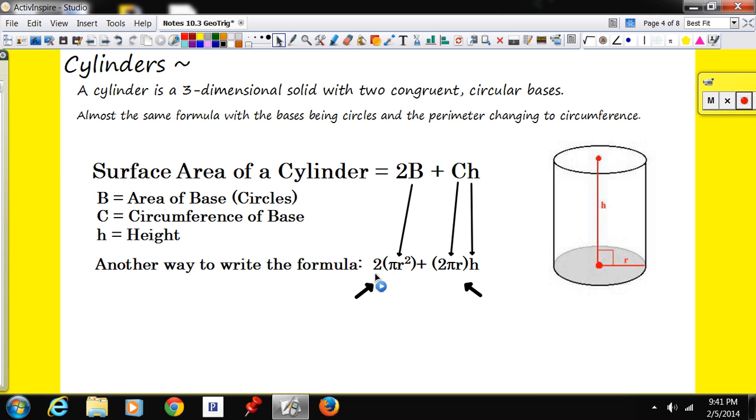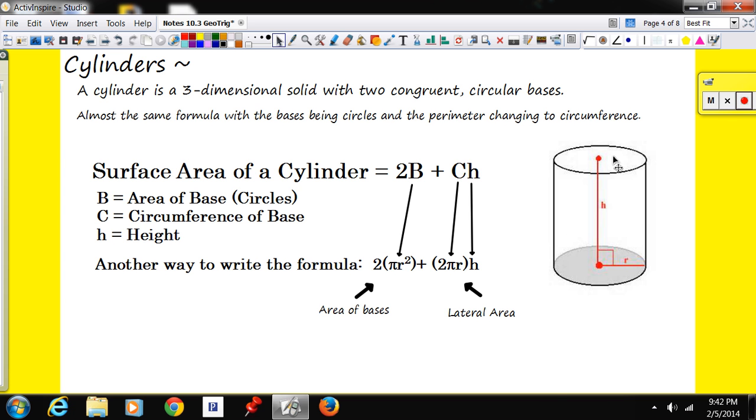The formula here, you've got 2, and then you've got the big B, which is pi r squared. You've got the big C, which is 2 pi r, that's circumference, and then times height. So this is the area of the 2 bases, and this is the lateral area. So all the way around it, plus the 2 bases, you get your whole surface area. So that's the formula for surface area of a cylinder.